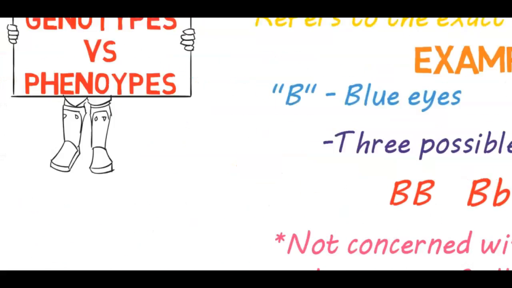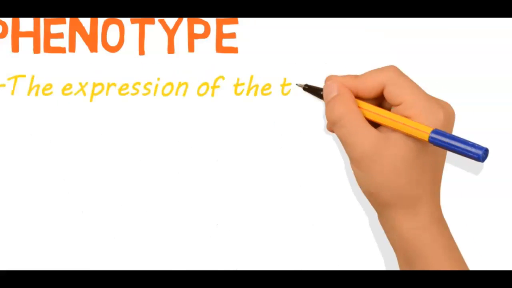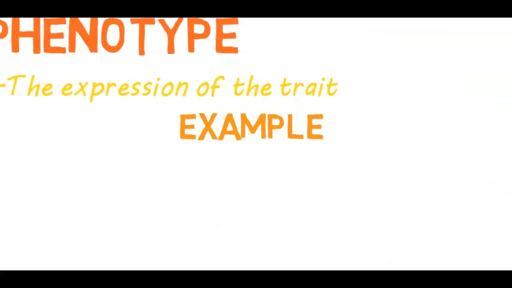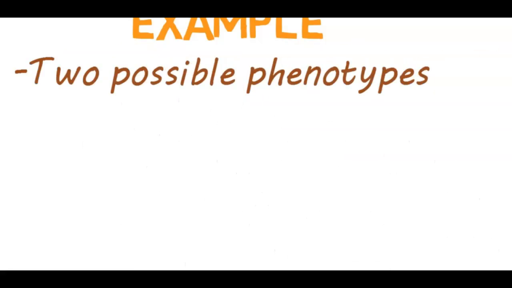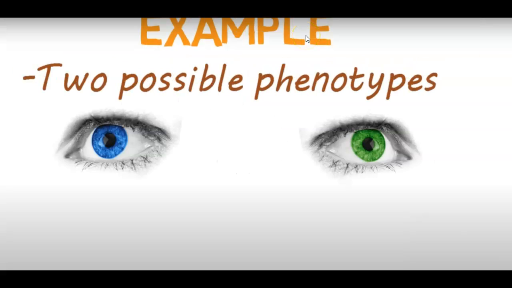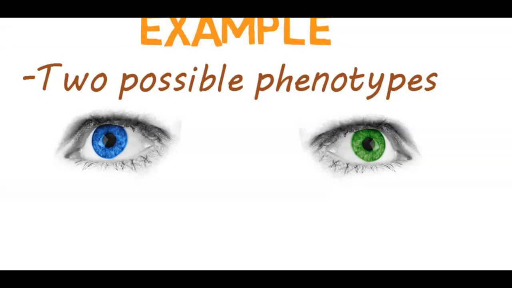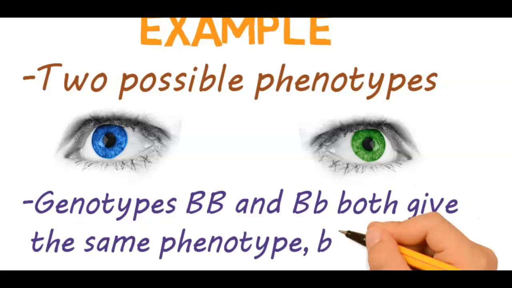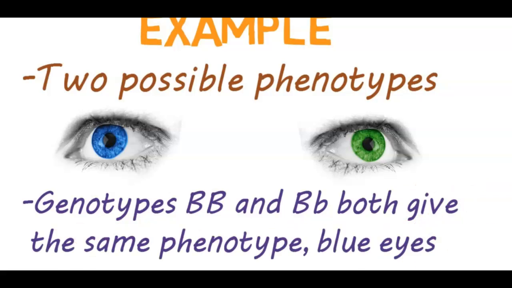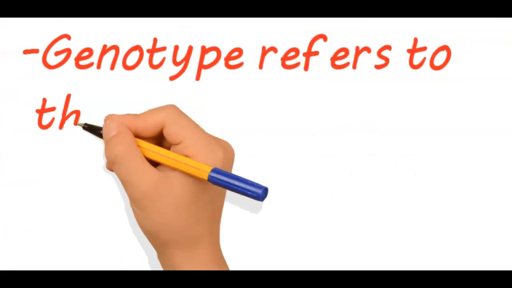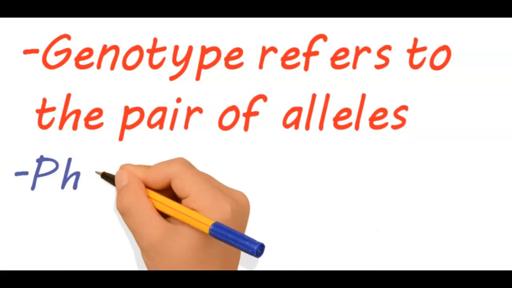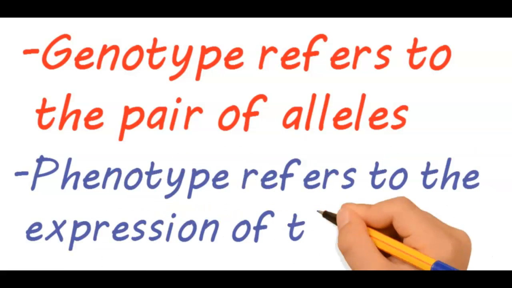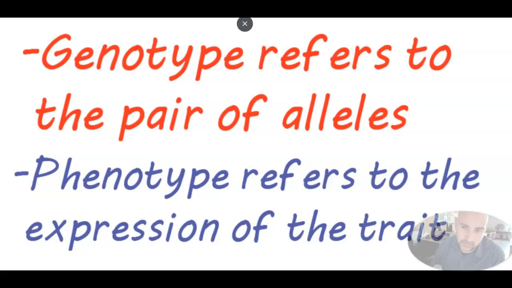The other way to refer to a trait is by the phenotype, which is its expression. So using our previous example of eye color, there are only two phenotypes: blue eyes or green eyes. The phenotype isn't concerned with the pairing of the alleles. The genotypes big B big B and big B little b both give the same phenotype, blue eyes. So the phenotype is just the expression. To recap, the genotype refers to the pair of alleles for a trait, in this case the specific letters, and the phenotype refers to the expression of that trait, how it looks or how it functions.